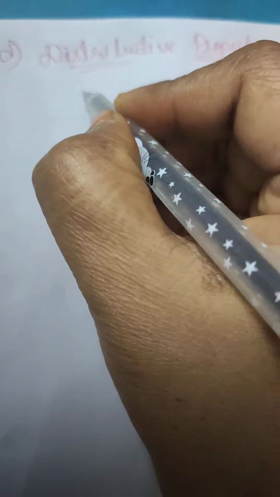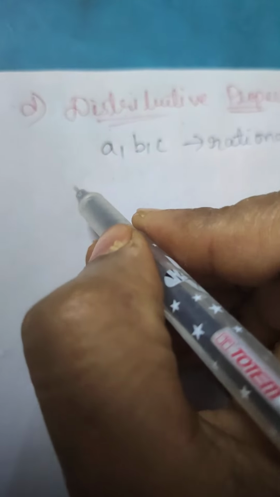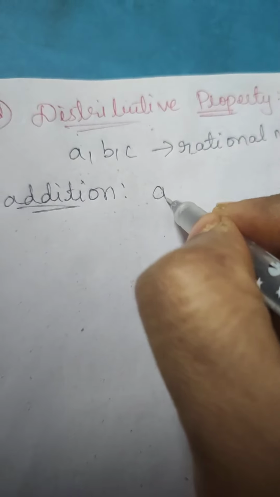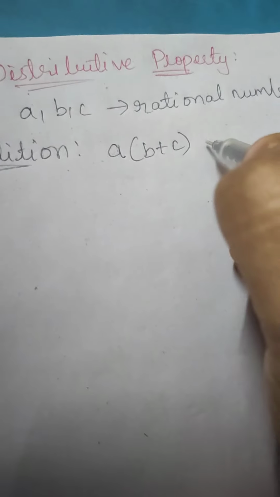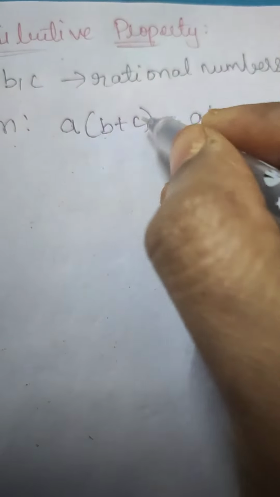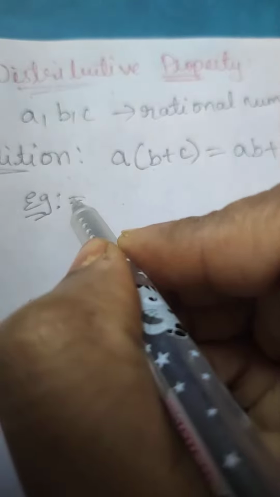Because here we take three rational numbers, a, b, c. Then the distributive property for addition is a into b plus c. We will distribute this, we will expand it like a into b plus a into c. We will see with an example here whether this is satisfied or not.